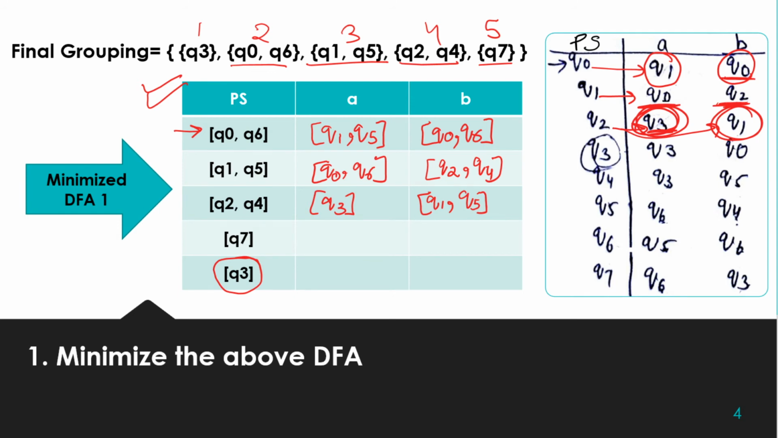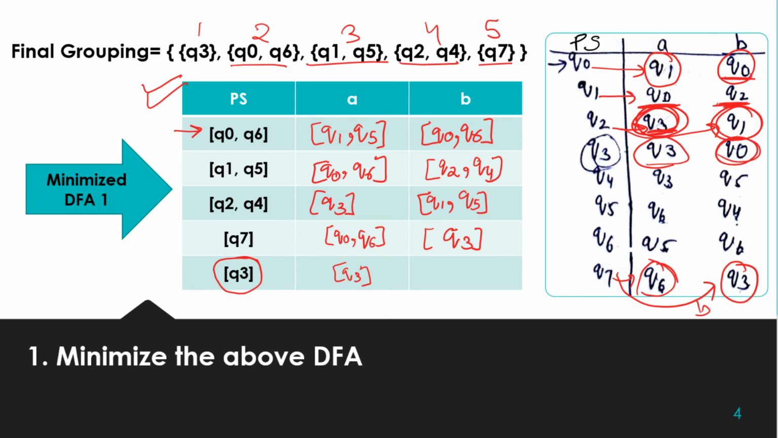Same way from Q7, we are moving to state Q6. Instead of Q6, we have to write Q0 Q6. And for input symbol B we are moving to state Q3, and for Q3 we will be having the Q3 set as this. Last we have Q3. From Q3 we are moving to state Q3. So here we have Q3, and next we are moving to state Q0, and for Q0 we will be writing the complete set as Q0 and Q6. So this is the complete transition table for the first minimization problem.